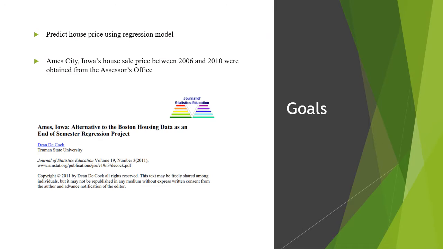The expected outcome of this competition is simple: develop a regression prediction model to determine the best model with the lowest root mean square error. This dataset was provided by the Ames City, Iowa Assessor's Office. Mr. DeCook was exploring an alternative to the Boston housing dataset to be used in his regression project.